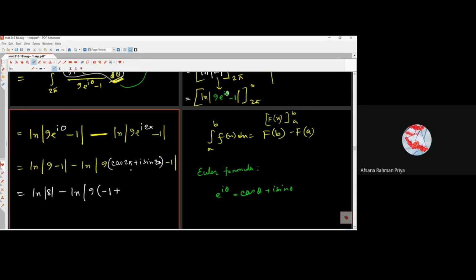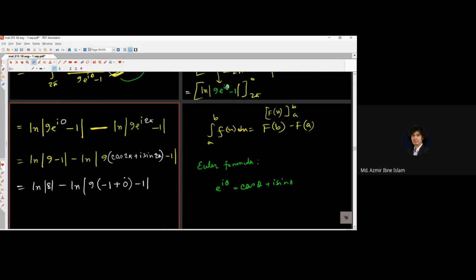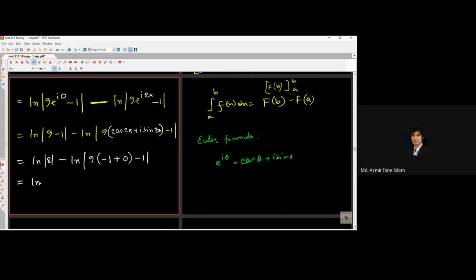And sine 2 pi is 0. So we are getting natural log of modulus 8, negative natural log of negative 9, negative 1. So finally, negative 10. Now we can remove this absolute value. It will be natural log of 8 because modulus of 8 is actually 8, and natural log of modulus of negative 10 is actually this. So this is our result.